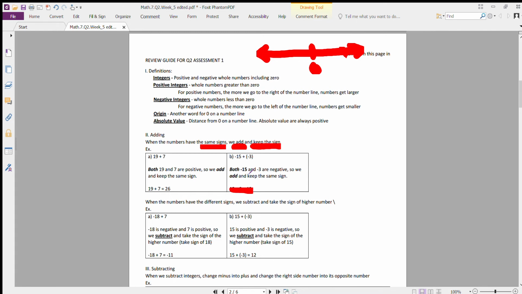Both negative 15 and negative 3 are negative, so we add and then keep the same sign. So now we add 15 plus 3, and you get 18. Since they're both negative, your answer should be negative 18. And that's your final answer, negative 18.